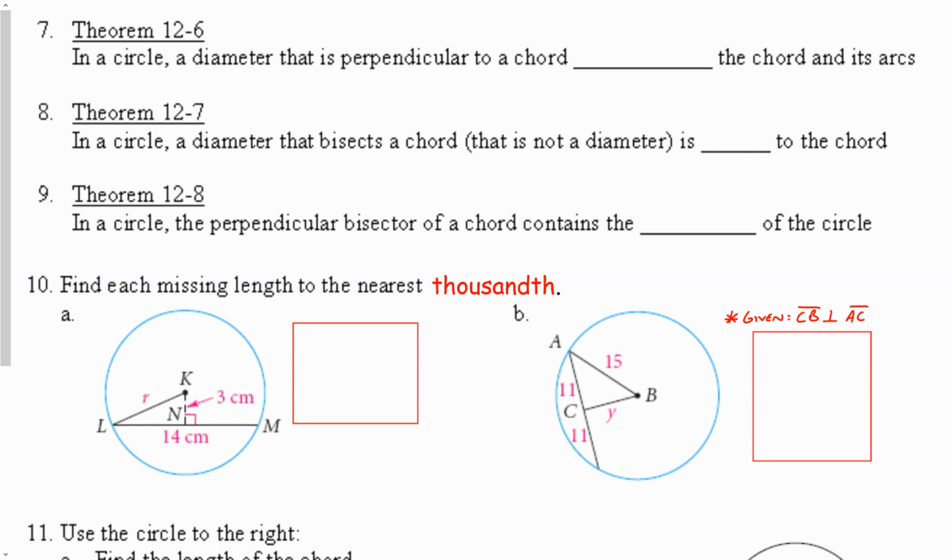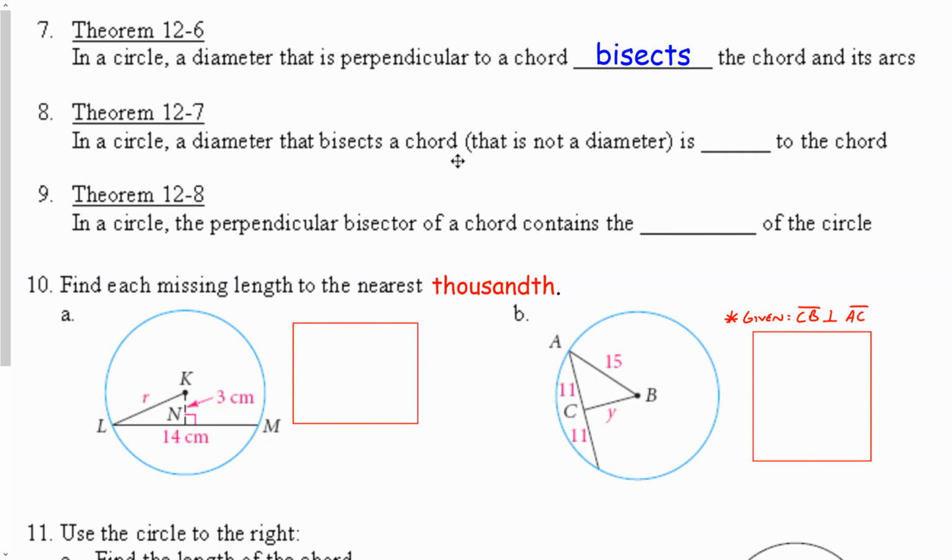Even more theorems that deal with these chords. To be totally honest with you, you just have to flat out study these. There's no other way around it. In a circle, a diameter that's perpendicular to a chord bisects that chord and its arc, actually both arcs, its minor arc and its major arc.